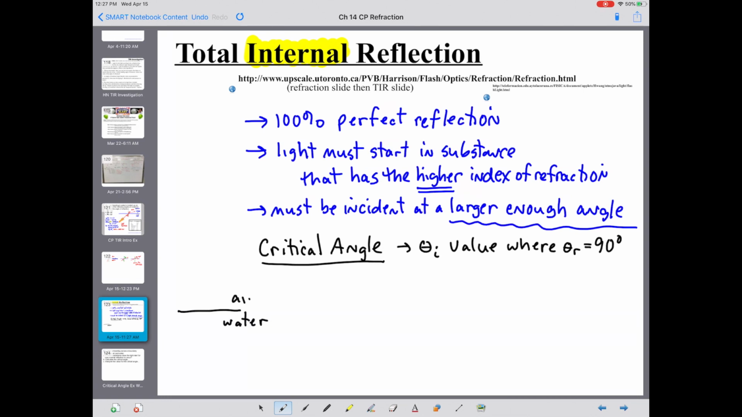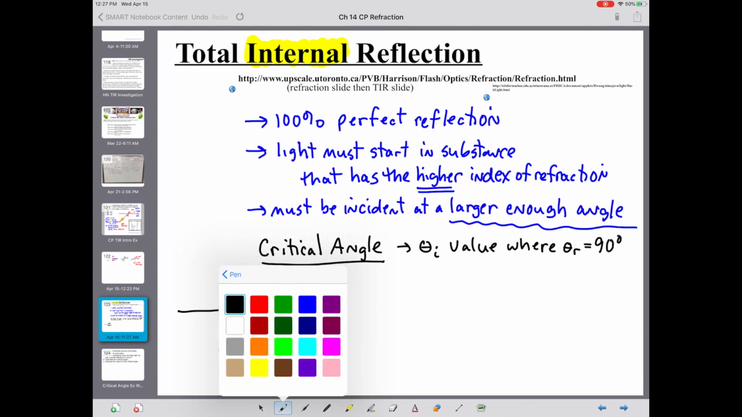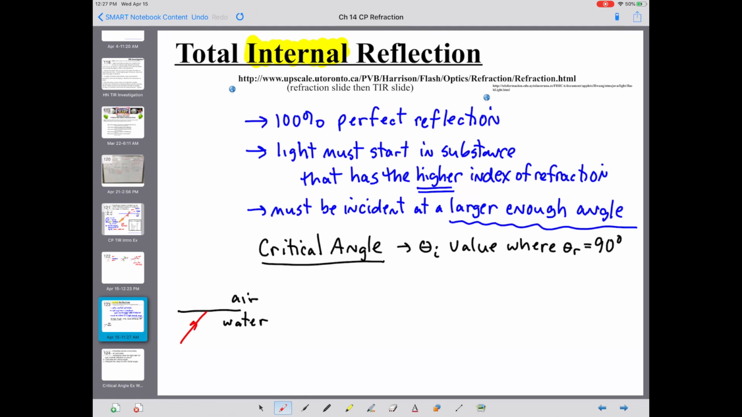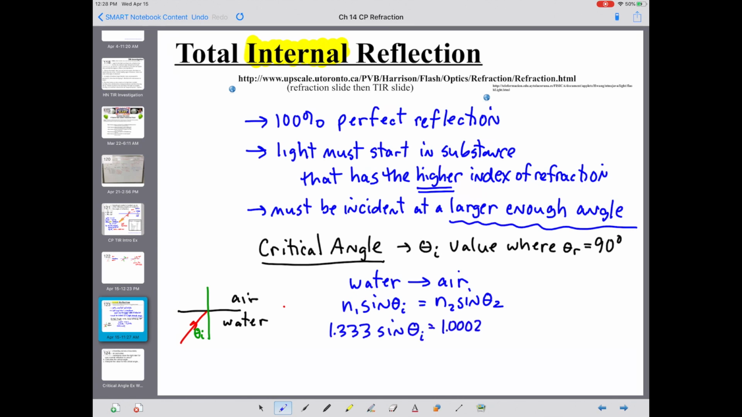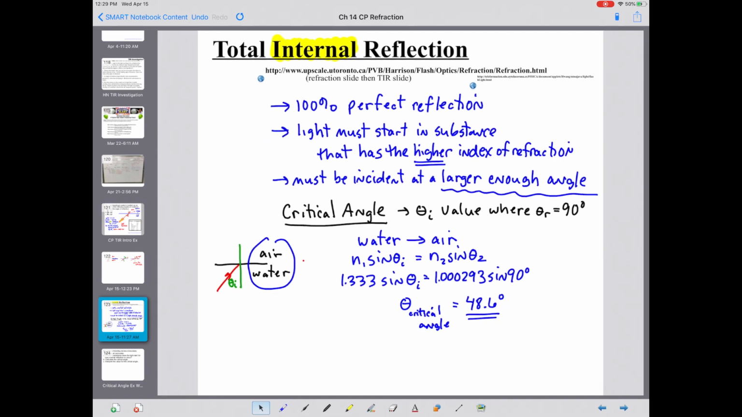So for the previous boundary we just had, where we had water to air, and we had the light starting in the water, and we had our theta I value here. If we wanted to calculate what that critical angle is, we would use Snell's law, going from water into air. We would be solving for that angle of incidence, and for the angle of refraction, we would put in 90 degrees. So the angle we solve for, we will call the critical angle, and we get a value of 48.6 degrees. That's the critical angle for our boundary from water to air.